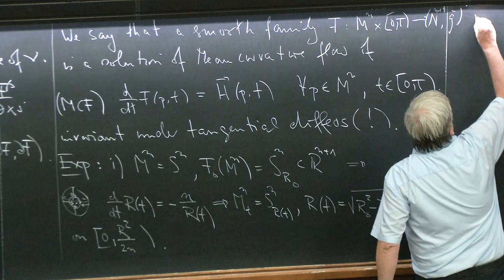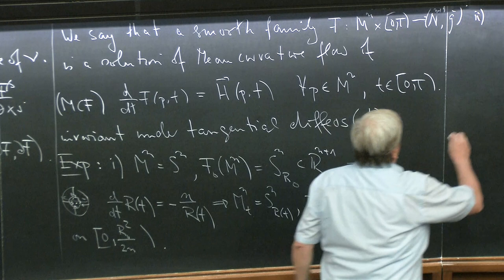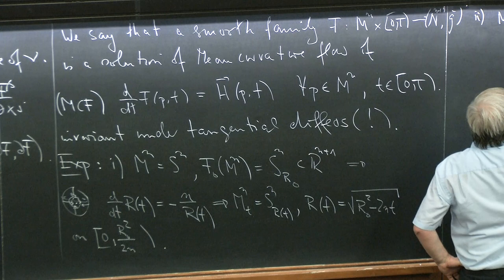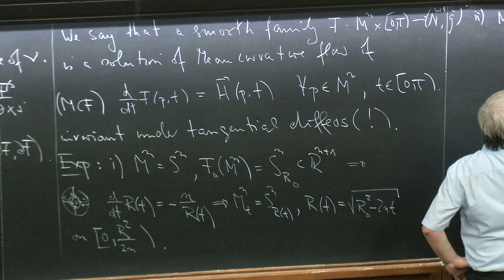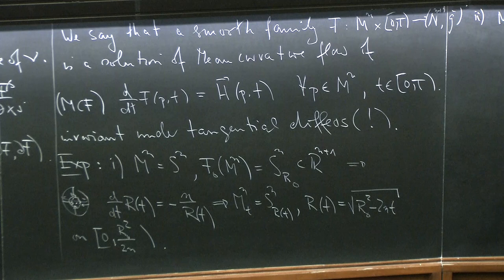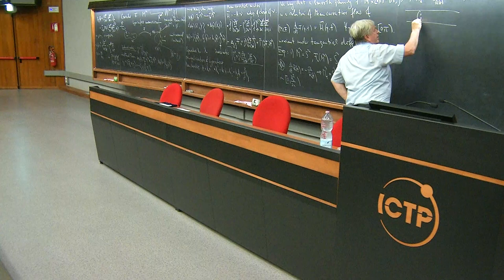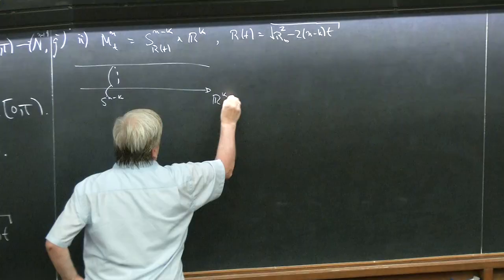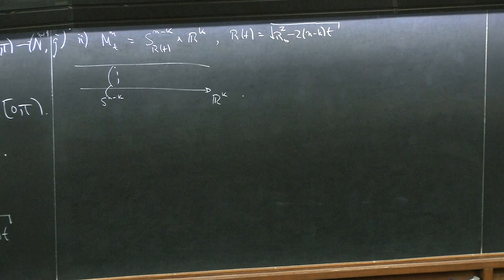The second example is obvious from this one, namely that you can take cylinders, right? You can take M^n(t) to be a sphere of dimension n minus k with a certain radius, cross R^k. And here, then, R(t) is equal to the square root of the initial radius squared minus 2(n minus k) times t. And you get this picture here, where you have an S^(n-k), and then here you have R^k. So from this compact example, you immediately get a non-compact example as well.